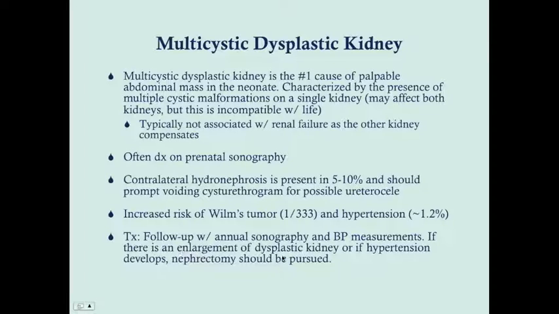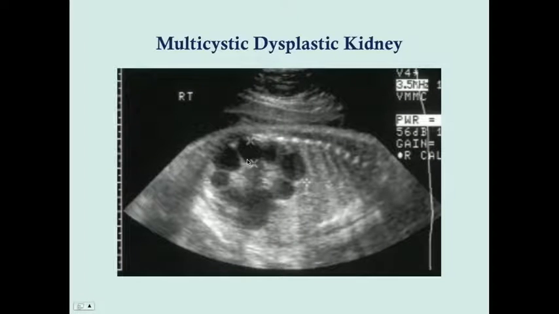If there is an enlargement of the dysplastic kidney or if hypertension develops, then you can go ahead and do nephrectomy. Some surgeons would recommend doing a nephrectomy prophylactically without doing all the follow-up, just do the nephrectomy, but you can go either route. So here's a multicystic dysplastic kidney. You can see the very large cysts here.